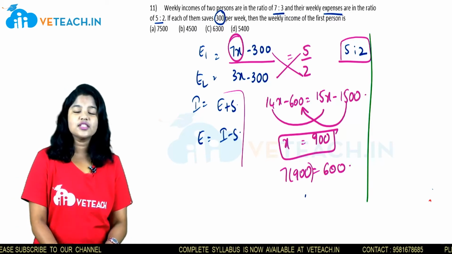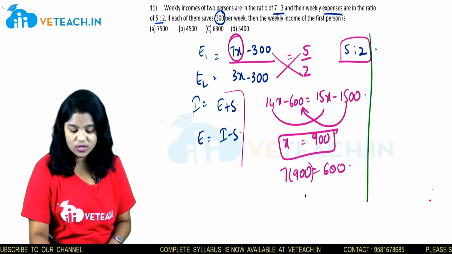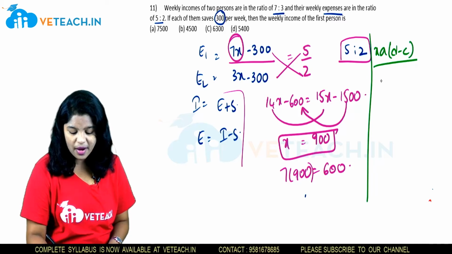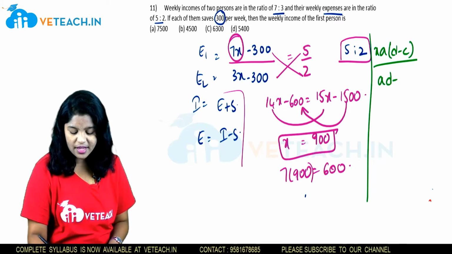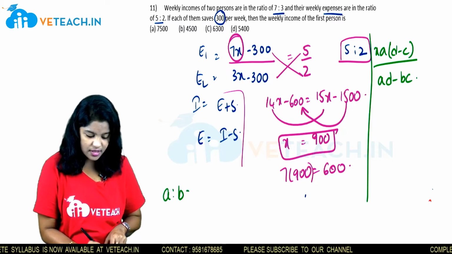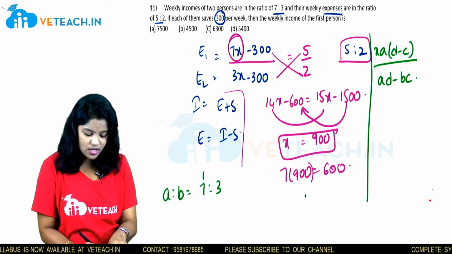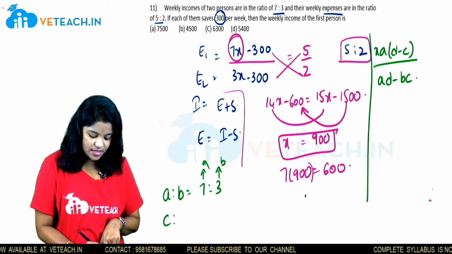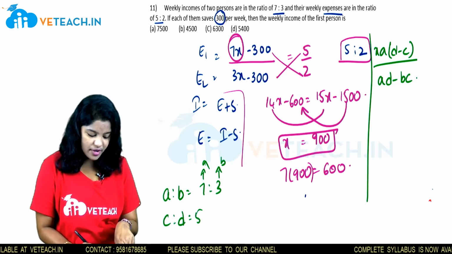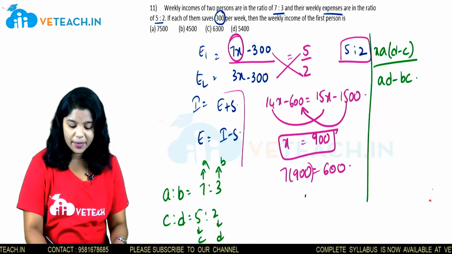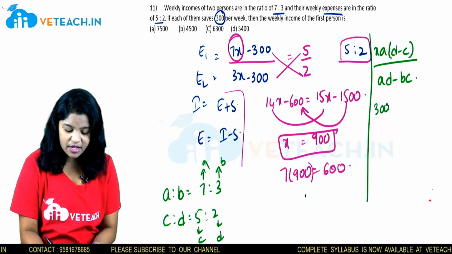So instead of doing this procedure, we can also solve it by using a formula: x into (AD minus BC), where A is to B is nothing but the incomes of the persons. So 7 is A and 3 is B, and C is to D is nothing but the expenditures of the persons. So 5 is C and D is equal to 2. Now x is nothing but the savings of the person.